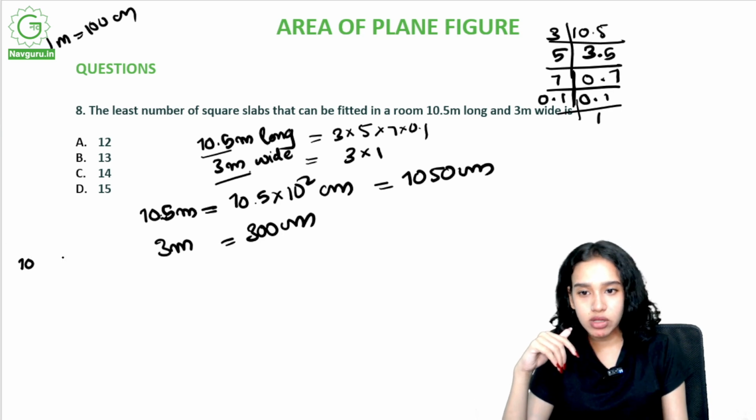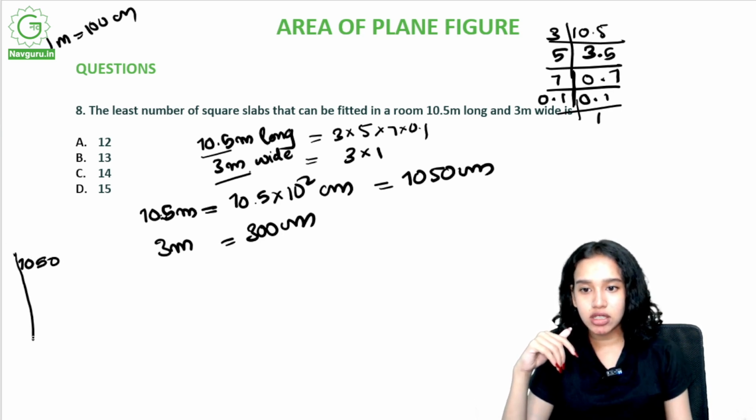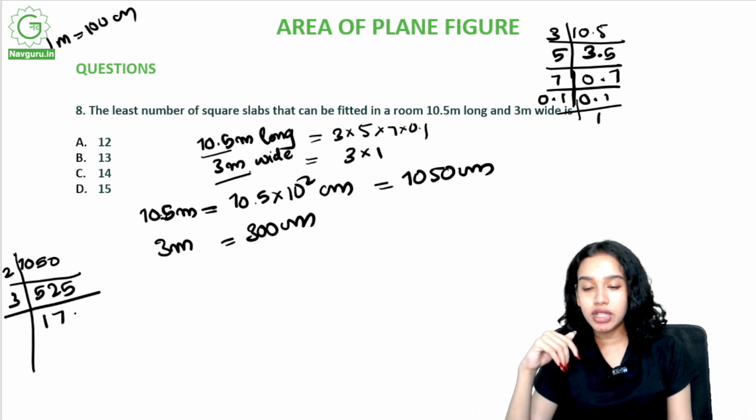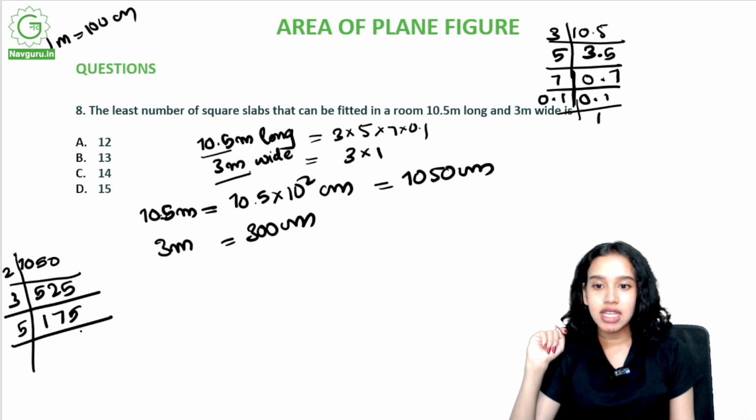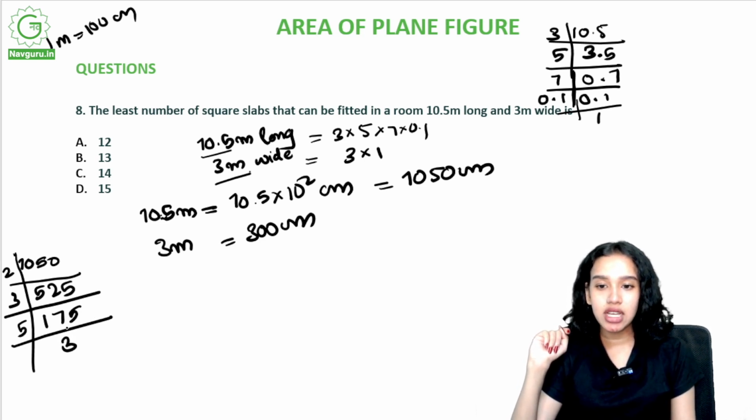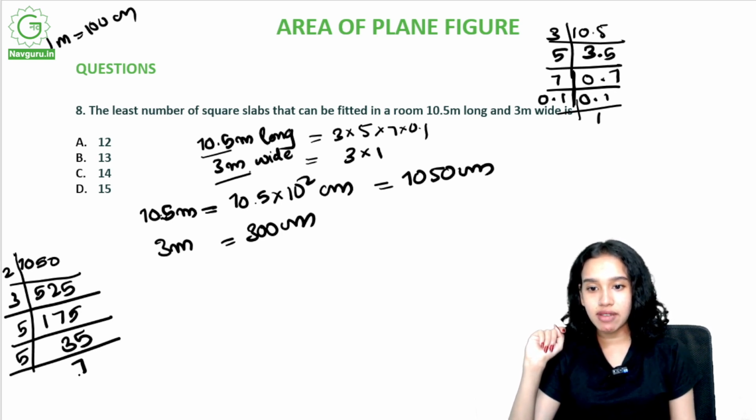We have 1050, we could divide it by 2. 5 2s are 10, 2 2s are 4 and 5 2s are 10. Now this could be divisible by 3: 3 7s are 21 and 15, 5 3s are 15. Now is this divisible by 3? 5 plus 1 is 6 and 6 plus 7 is 13. So no, it's not divisible by 3. Now is it divisible by 5? Yes. So we have 3 5s are 15 and 5. Now it's again divisible by 5, we get 7, right? Now it's divisible by 7, we get 1.